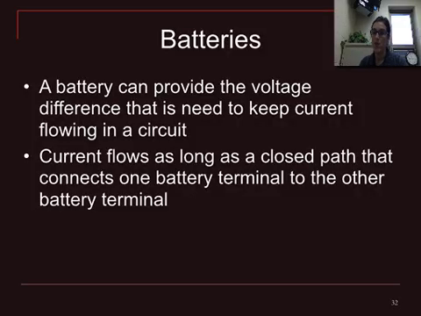A battery can provide the voltage difference that is needed to keep current flowing in a circuit. So it's necessary to have some sort of power source, and what we're going to be working with is batteries. A current flows, like I said, as long as the path is closed. If we were to open up one of the terminals to the battery, then obviously the light bulb would not glow.